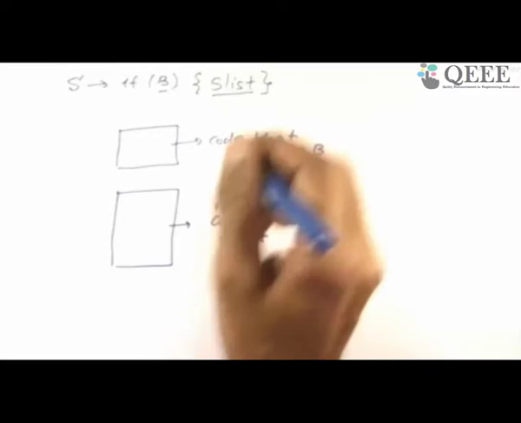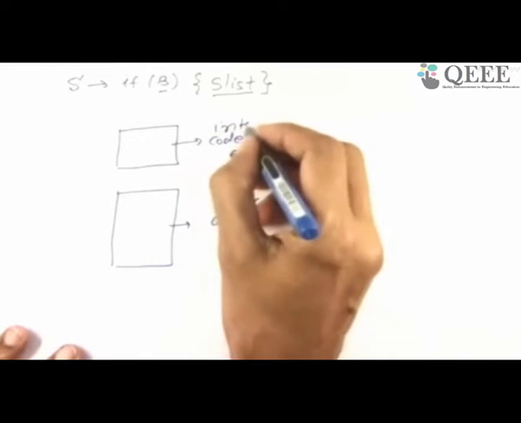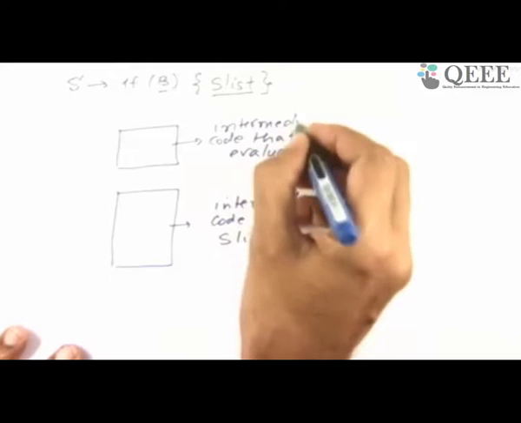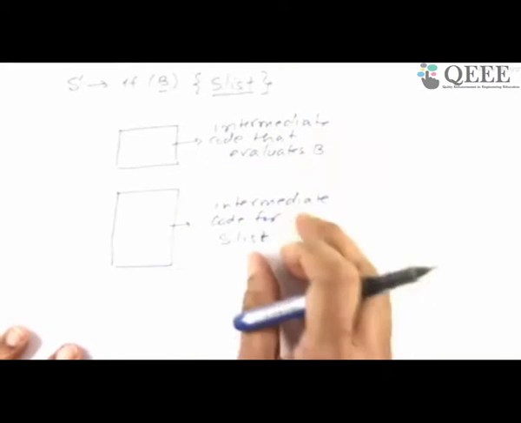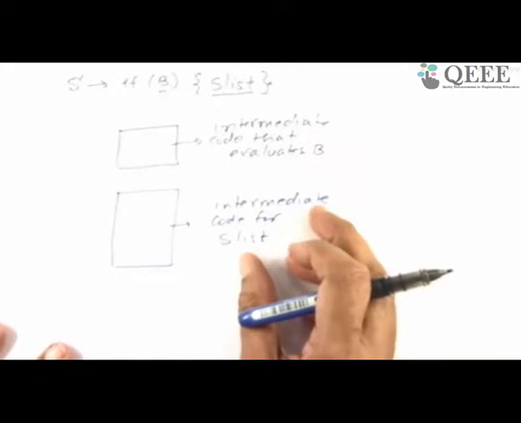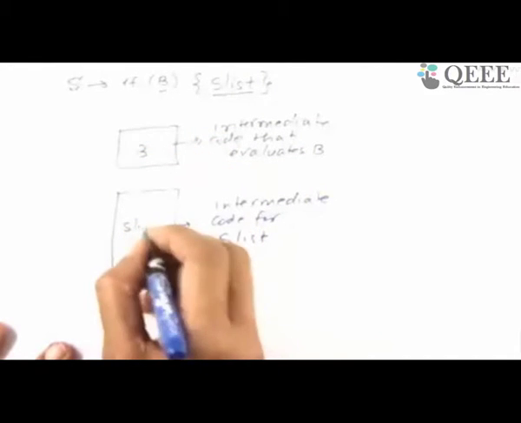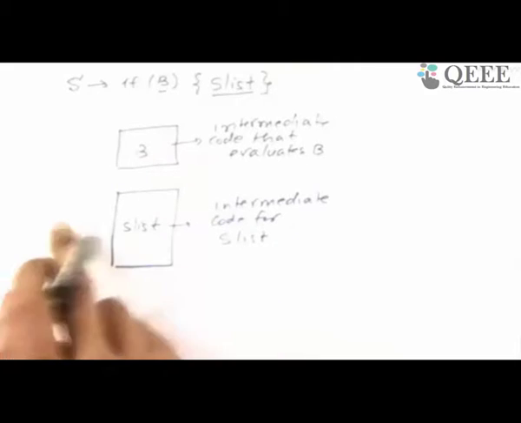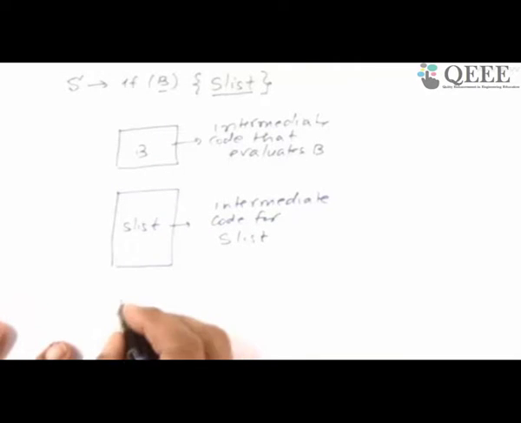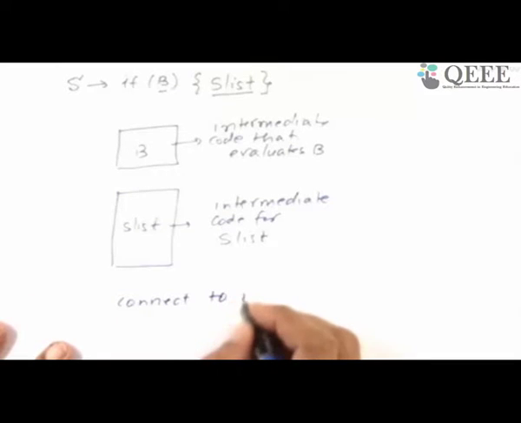So I have intermediate code that evaluates B. I have intermediate code that evaluates the complete S list. But these are two separate things. Here is something for B, here is something for S list. We have to connect them together. The main issue is how to connect them to make it an if then else statement.